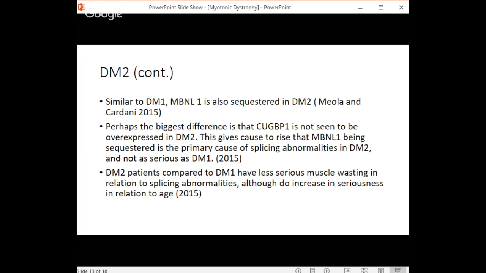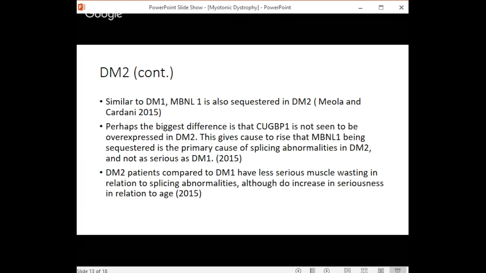MBNL1 is sequestered in DM2, so it follows the same kind of mechanism and sequence as DM1. Usually the biggest difference between the two is that the CGBP1 is not really seen to be overexpressed in DM2, so that last part of CGBP1 not being free, it's not seen. So this gives rise to MBNL1 being sequestered, and the primary cause of the abnormalities in DM2, and it's usually not as serious as DM1.